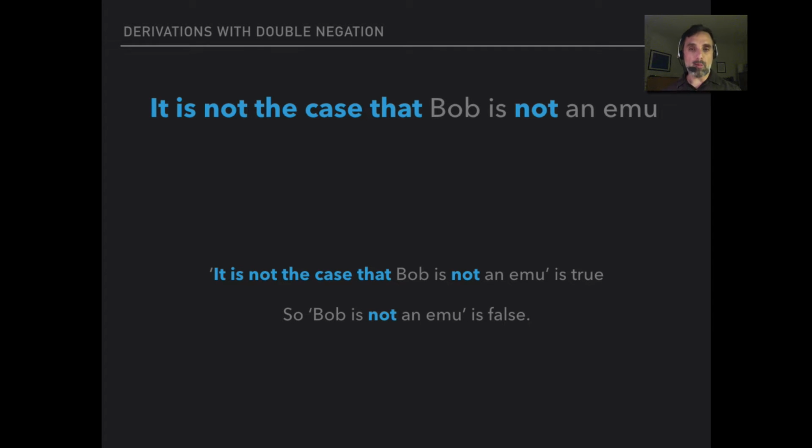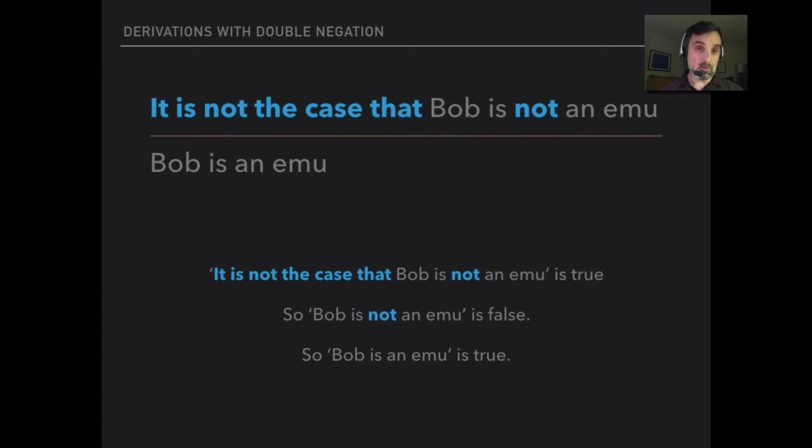Now suppose Bob is not an emu is false. Well, the only way that could get to be false is if what it's a denial of is true. And it's a denial of Bob is an emu, and that means that Bob is an emu is true. So suppose it's not the case that Bob is not an emu. Suppose that sentence is true, then the sentence Bob is an emu is true, no matter what. So this is a valid inference.